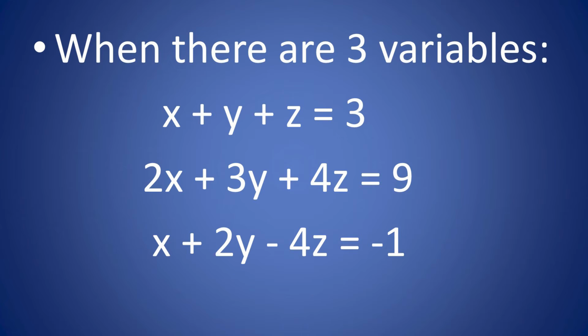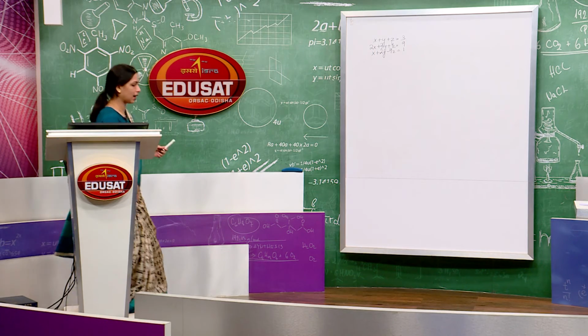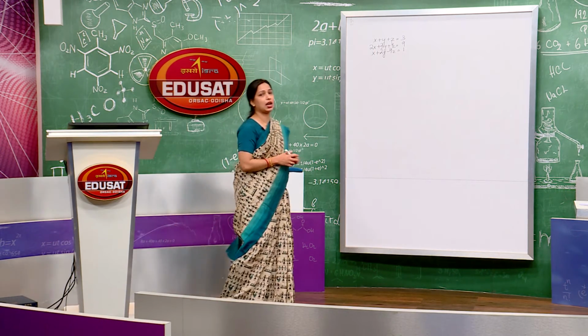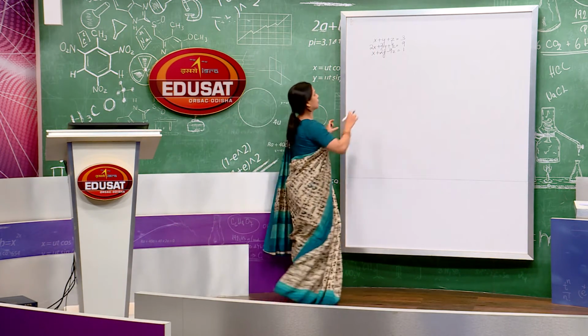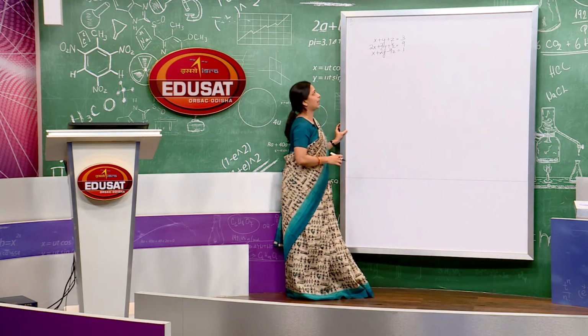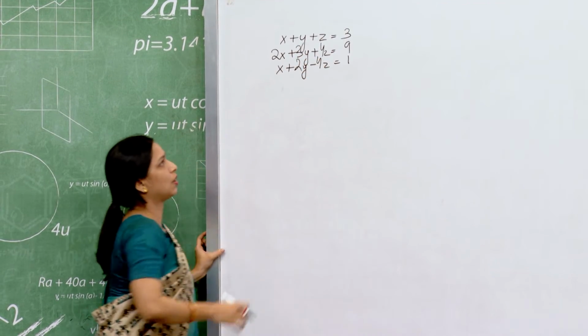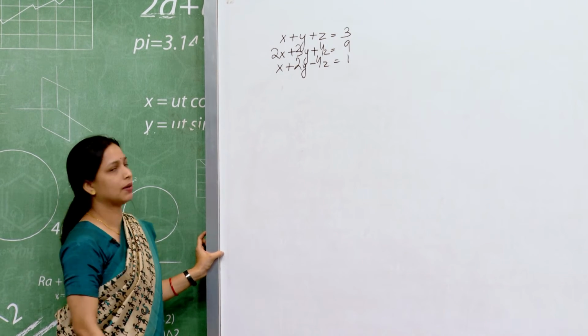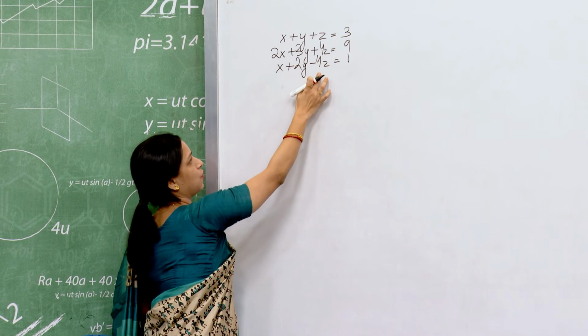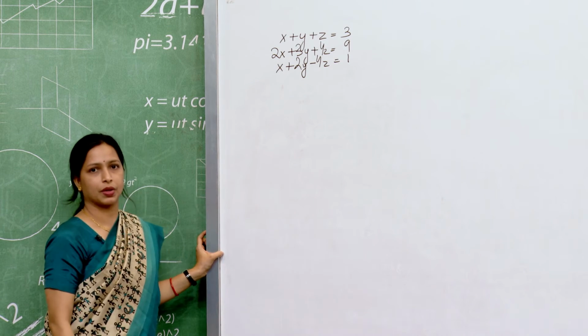Now, let us take an example. When there are 3 variables, there are 3 linear equations. So, here is the question: x plus y plus z equals 3, 2x plus 3y plus 4z equals 9, and x plus 2y minus 4z equals 1.